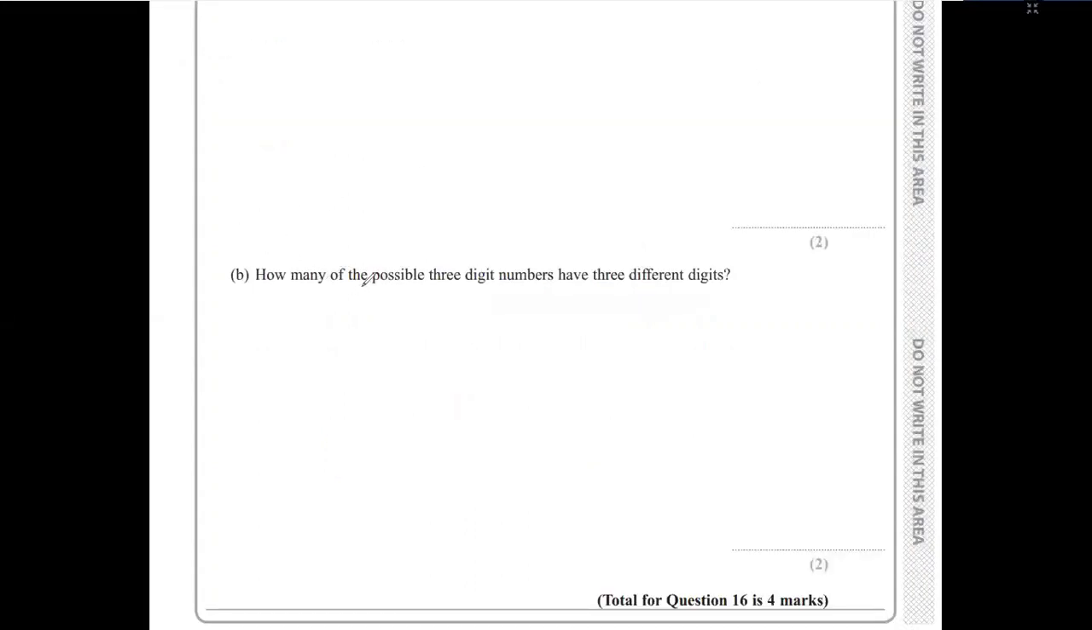Part B, how many of the possible 3-digit numbers have 3 different digits? Right, so in this case, for the first one you have 5 options. But in the second one, you can't use the digit you have used before, so you can only use 4 of the digits. And in the third one, you can't use the digits used in the first and the second one, so times by 3. So this will give me 5 times 4 is 20, 20 times 3 is 60.